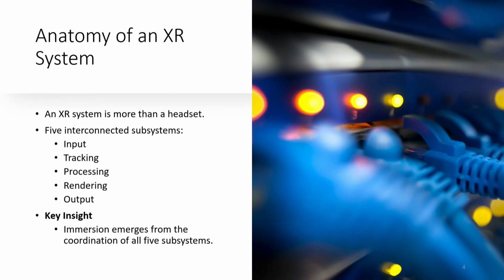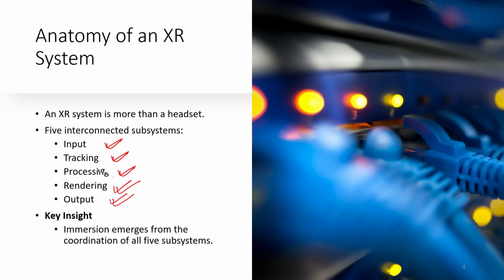First, let us understand the anatomy of an XR system. An XR system is more than a headset. It typically has 5 interconnected subsystems. These include forms of input, tracking, processing, rendering and output. So, I repeat, there are 5 interconnected subsystems: input, tracking, processing, rendering and output.